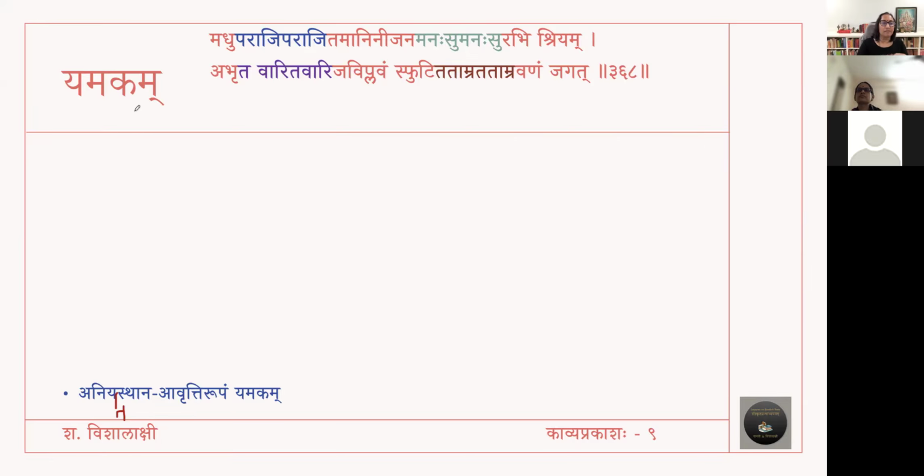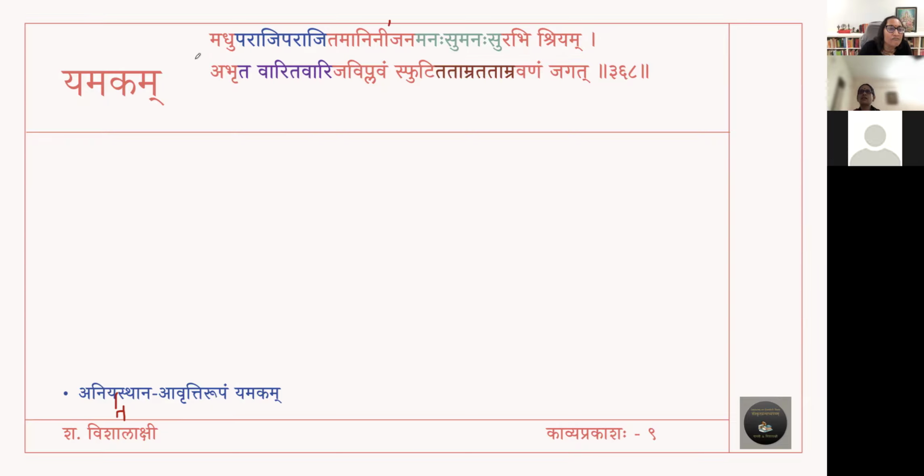So Madhu Parajita Manini Janam Manas Sumanas Surabhi Shriyam Abhrita Varita Varija Viplavam Sputita Tamra Vanam Jagat. The meter here is Druta Vilambitam. So it lends to that Yamaka very beautifully. Madhu Parajita Manini Jana Manas Surabhi Janamanas Angayati Varno.